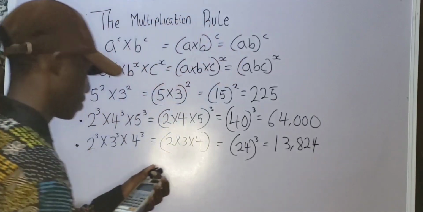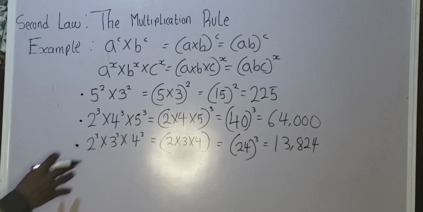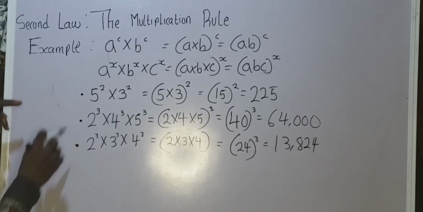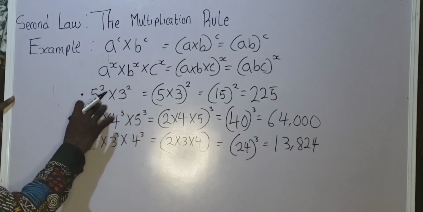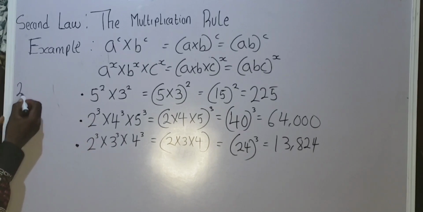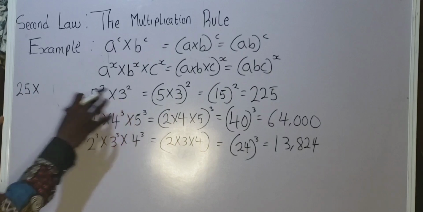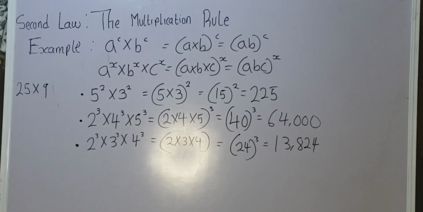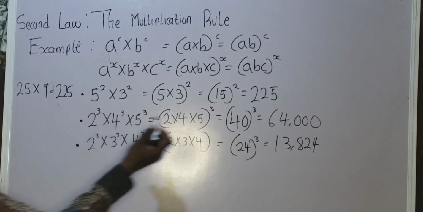13,824. So now I want us to check maybe this is true or not. Let us start with this. We have 5 raised to the power of 2 multiplied by 3 raised to the power of 2. 5 raised to the power of 2 is what? 25. 25 multiplied by 3 raised to the power of 2, which is 9. So 25 multiplied by 9 will give us 225. So this is correct.